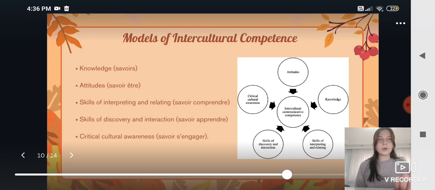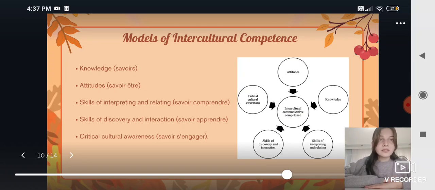As our third model, we have skills of interpreting and relating. These skills involve the ability to interpret cultural practices or behaviors from another culture, explain the meaning, and relate them to one's own cultural perspective. This competence helps individuals understand the deeper meaning behind cultural actions and bridge differences between cultures. So, if you want to know a culture in a more detailed way, you have to be careful about this.